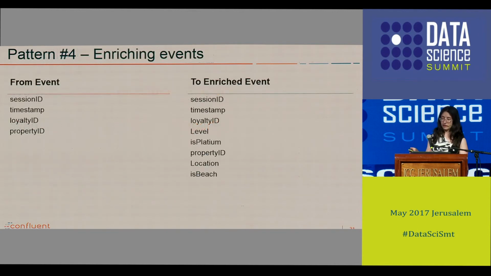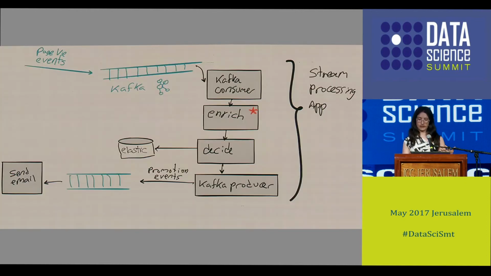So this means that we have this page view event we talked about earlier, and it has stuff like session ID and timestamp and the loyalty number and property. But we really need to enrich it. We need to know, is it a Platinum member? Is this property at a beach? So we need to do a join of the stream of those page view events with some tables.